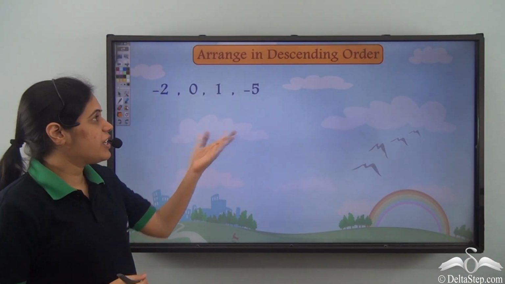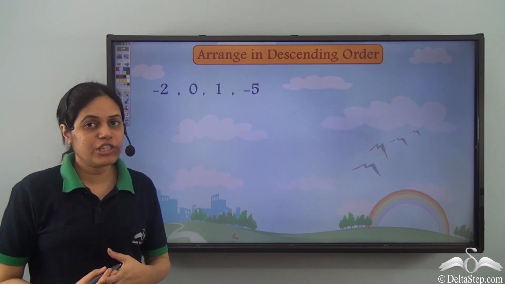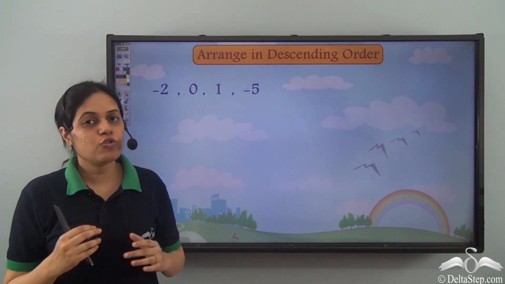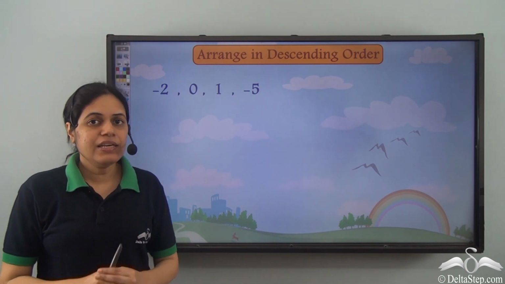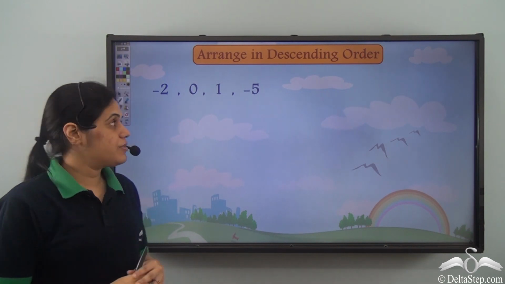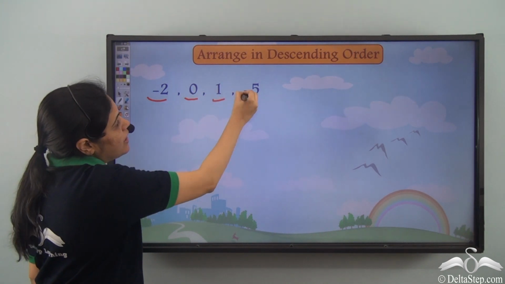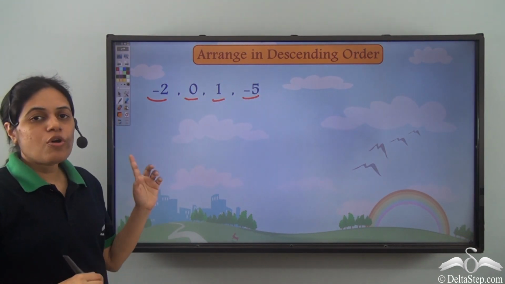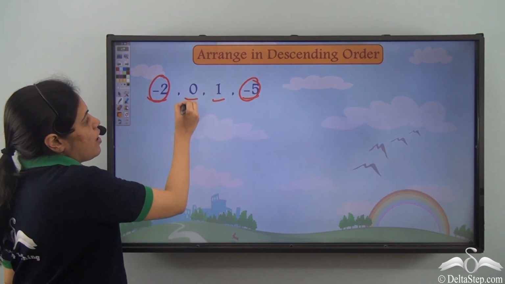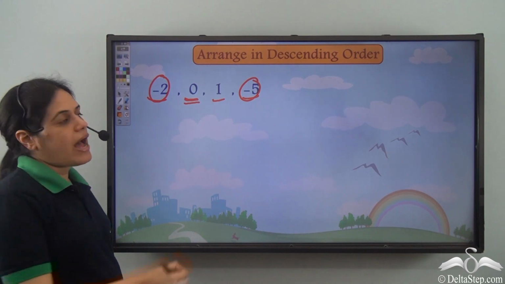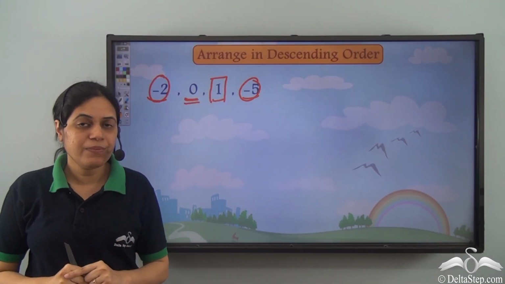Now we need to arrange these numbers in descending order. Descending order means arranging the numbers from the largest to the smallest. The method is the same. Firstly, we need to look at the signs of the numbers. So I have negative 2, 0, 1, negative 5. So I have two negative numbers, a neutral number 0 and one positive number, the number 1.